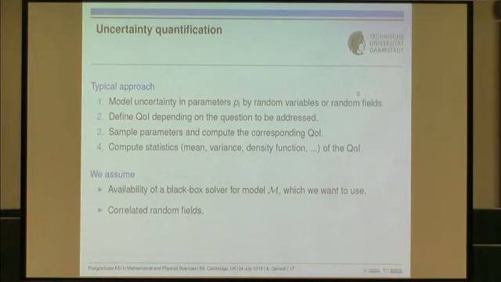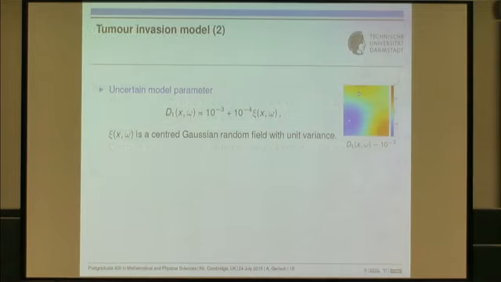And as before, we assume that we have a black box solver, M, at hand, which we want to use. And we do not assume we have just random fields going wild, but we have correlated random fields, and we'll see one later in the talk. Or is it, oh yeah, there it comes already. So we have correlated random fields, and we can see this here.